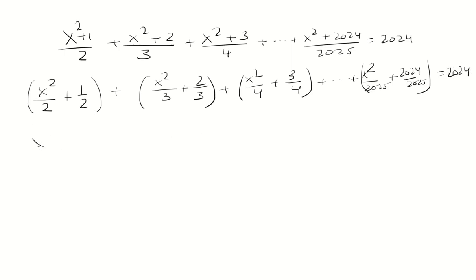Now we can factor out the x squared. From the first term we have 1 half, the second term we have 1/3, the third term we have 1/4, and then we just follow this pattern all the way to the last term, which is 1 over 2025. And then I'm just going to bring 1 half, 2/3, 3/4, etc. into the parentheses in here.